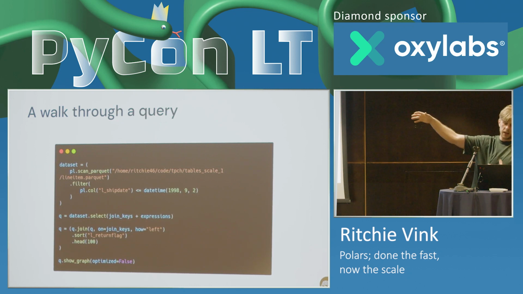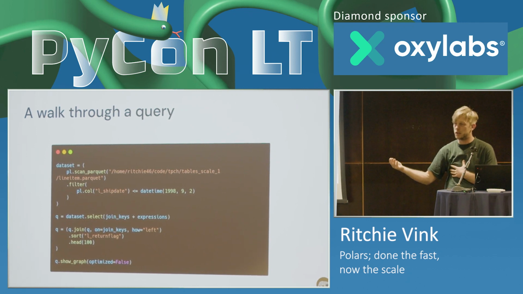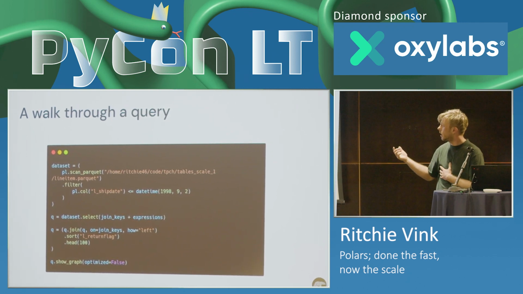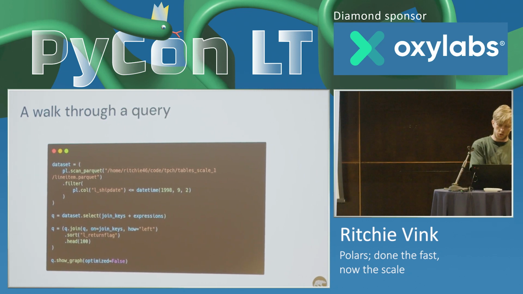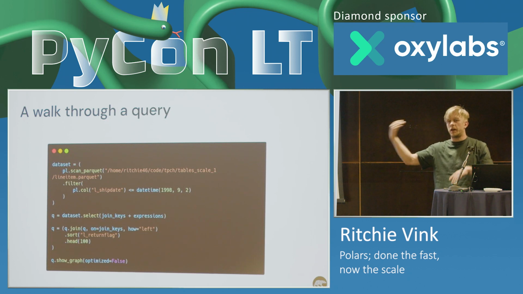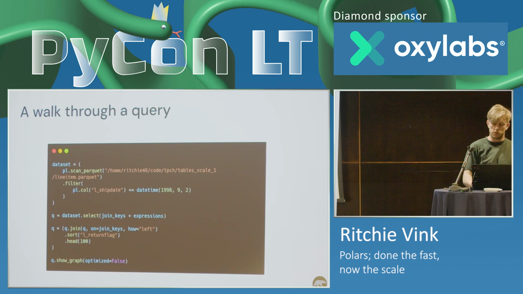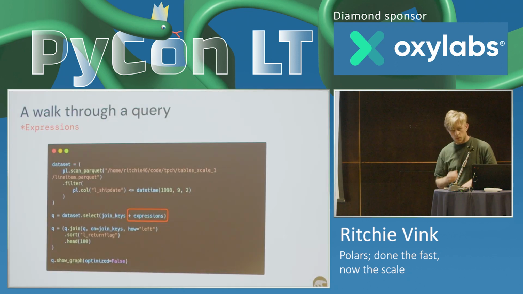So we scan a parquet file, we filter where a ship date is lower than a certain date, and then we select the join keys and some expressions. What those expressions are, I will show in a bit. And then we join that query plan with itself. And finally, we sort and we take the last rows. So first, I want to go into the expressions.